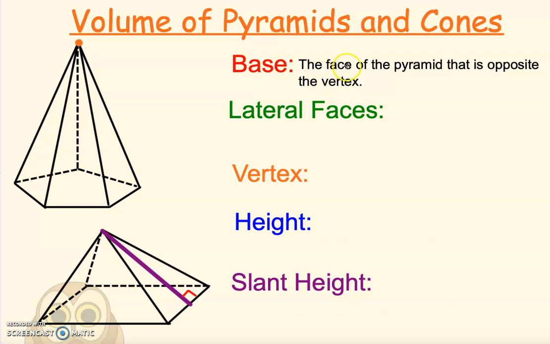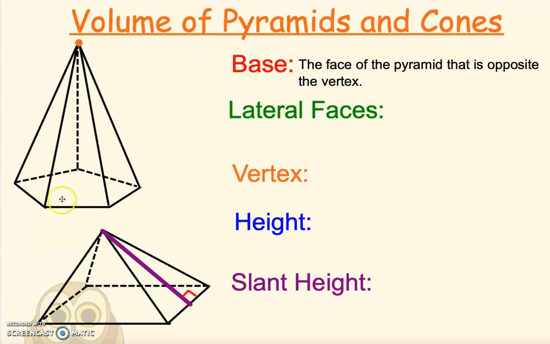So the base is the face of the pyramid that is opposite the vertex. Now this up here, that is the vertex. So in this case, the base is down here. It's generally the non-triangular side. In this case, the base is a pentagon. And down here, the base, right below the vertex, that is a square, or maybe it's a rectangle, I can't really tell. But bases are important because they give us the name of the pyramid.